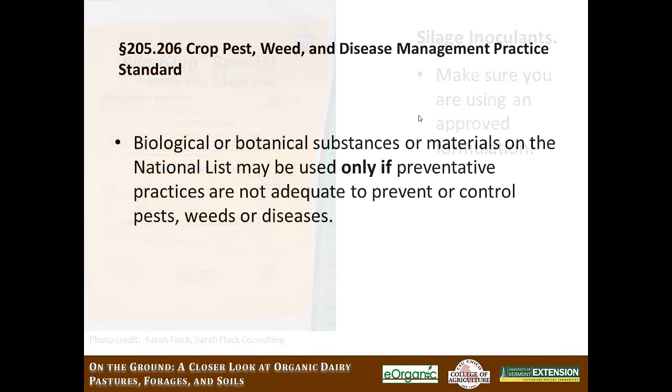So now we're going to discuss disease and pest control and weed control materials. And it's important to go back to 205.206 and know that before any pesticides or herbicides are allowed to be used, the farmer needs to show that they tried preventative practices and that only after those preventative practices didn't work did they then turn to actually using a pesticide or a herbicide. So you need to try all of the other practices and management practices on the farm before you start using these materials.